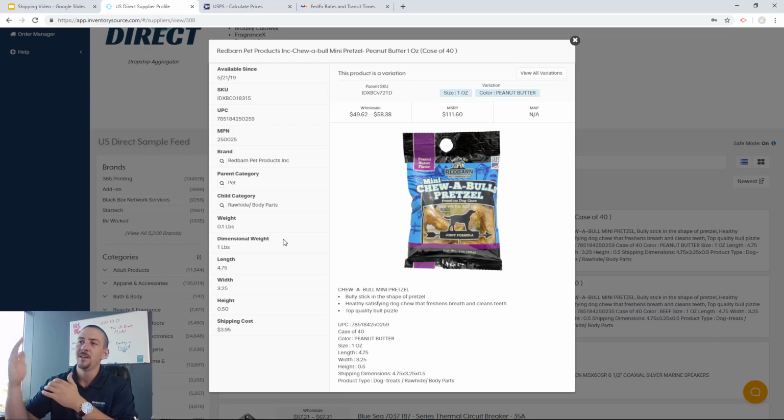So for instance, let's say US Direct didn't have shipping costs or flat rate shipping, but they had dimensional weight. You could do markups in Inventory Source specifically, or you could do your own deal where you do markups off of dimensional weight and provide that free shipping. So it's another big thing to consider.